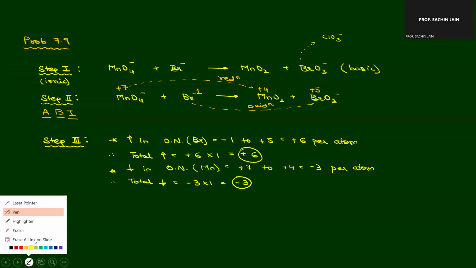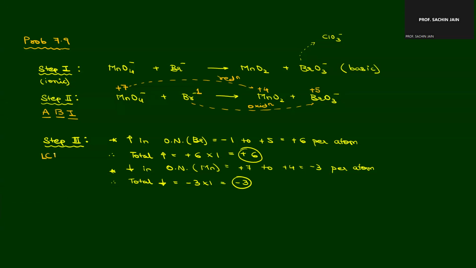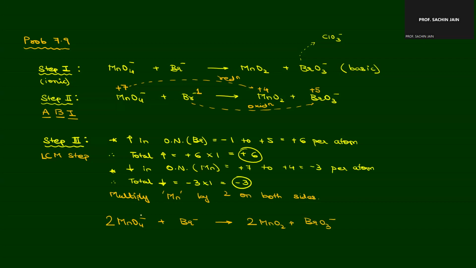Now, as I say, step 3 is the LCM step. So the LCM of 3 and 6 will be 6. So the 3 one has to be multiplied by 2. Conclusion: multiply the Mn species by 2 on both sides. Therefore, we'll have 2 MnO4 minus plus Br minus, giving 2 MnO2 and BrO3 minus. That's step number 3.